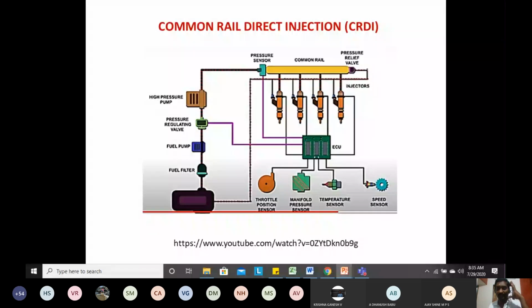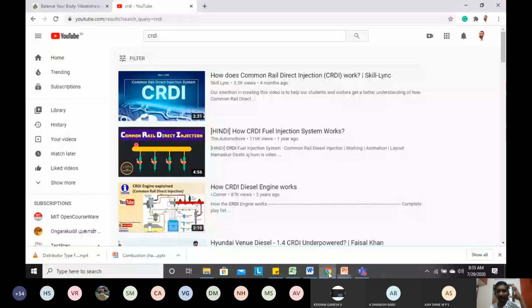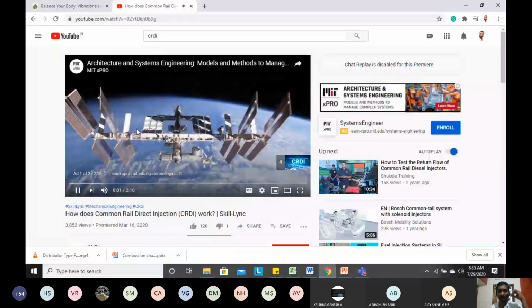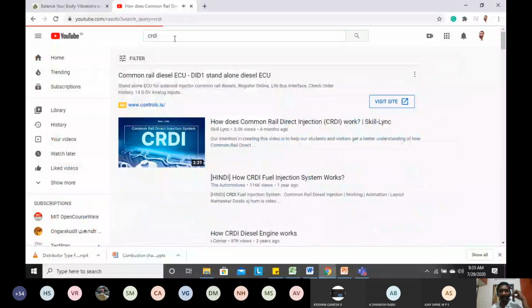For this also we have a small video. I'll show you that video. So this is about the common rail. This is about CRDI injection.